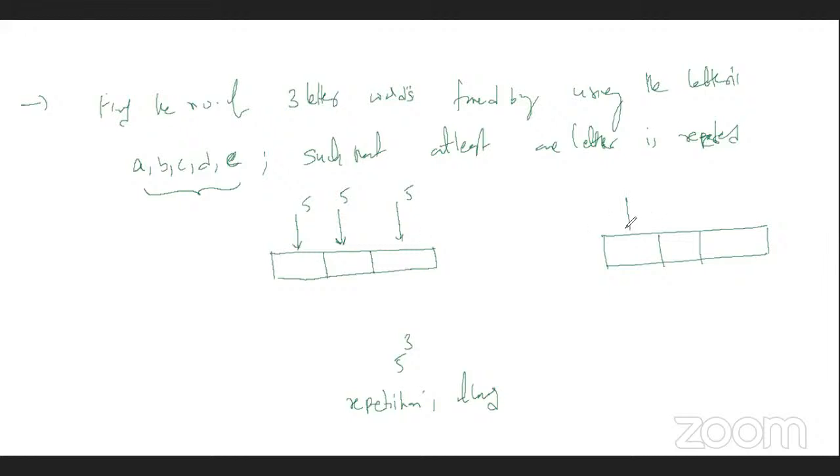Repetition not allowed. So how many ways are we having? 5, 4, 3. So 5P3. Repetition not allowed. Observe these two, then we can answer the question.